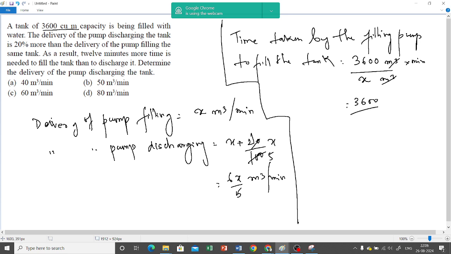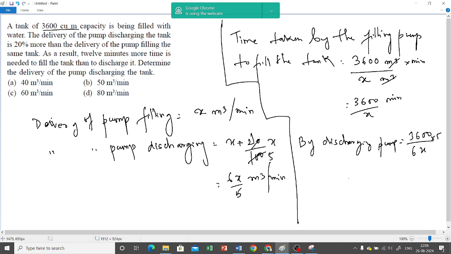3600 by x minutes. Similarly, the time taken by the discharging pump is going to be what? 3600 divided by 6x by 5.